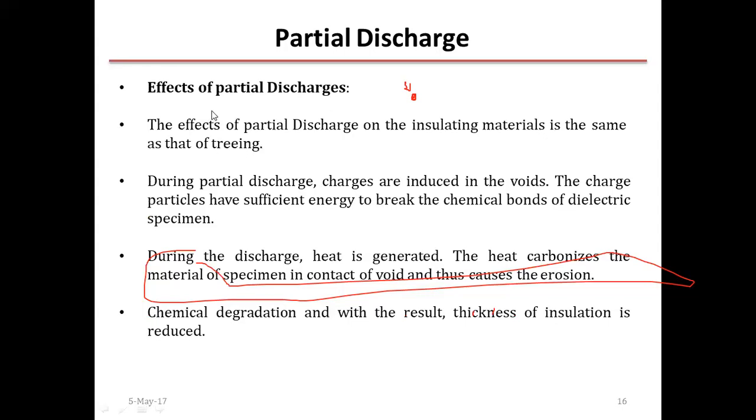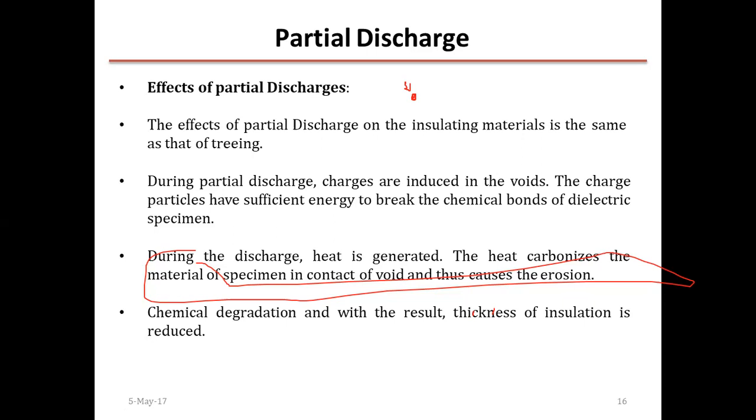Effect of the partial discharge. The effect of partial discharge on the insulating material is the same as that of treeing. During partial discharge, charges are induced in the voids. The charged particles have sufficient energy to break down the chemical bonds of the dielectric specimen. During the discharge, heat is generated. The heat carbonizes the material of the specimen in contact with the void and thus causes erosion. So chemical degradation occurs, and as a result the thickness of the insulation is reduced because of erosion.